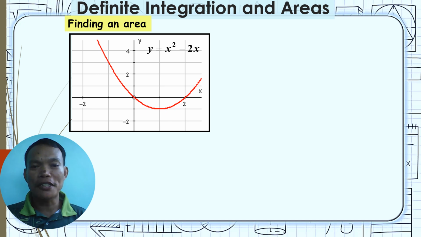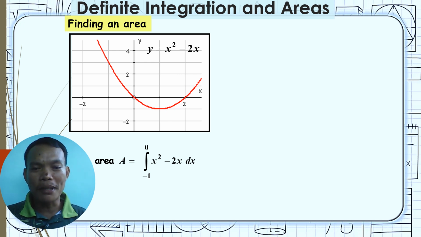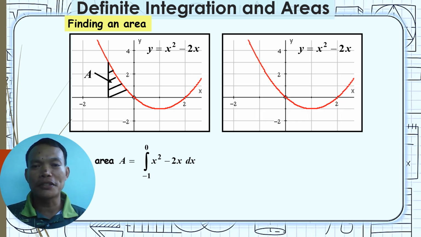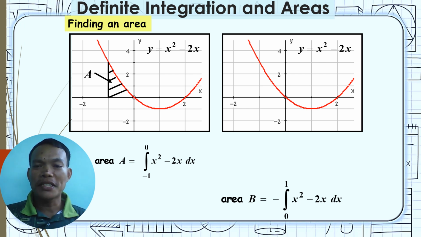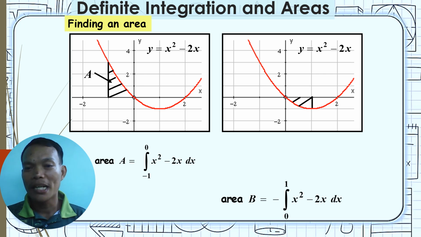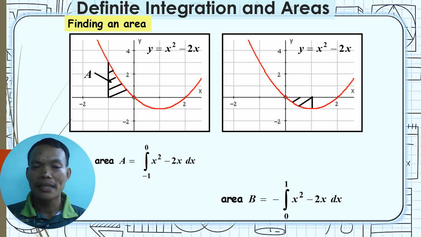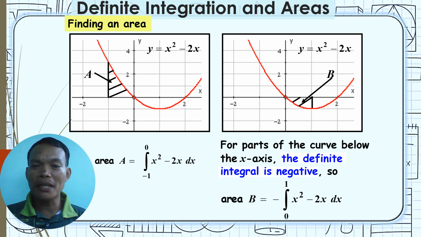So in finding the area, for example, of the function x squared minus 2x dx with limits of integration from negative 1 to 0, we have here the shaded portion. And another, we have the area of the function x squared minus 2x dx with limits from 0 to 1. As we see, it's below the x-axis, so it is the negative integral of x squared minus 2x dx as shown in the shaded portion. So for parts of the curve below the x-axis, the definite integral is negative.